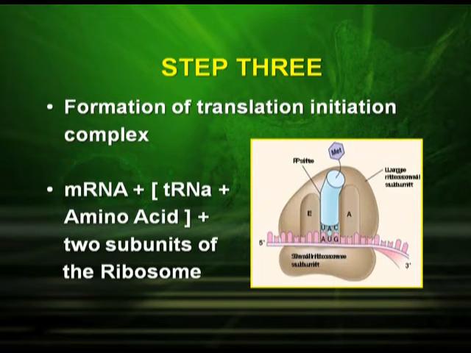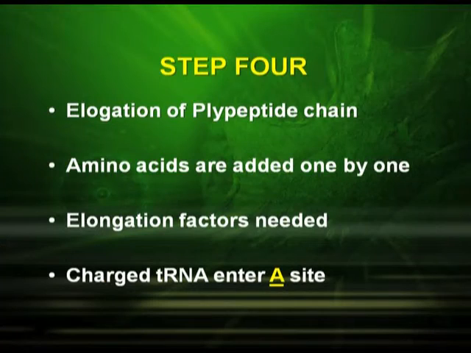In step 3, there is a formation of translation initiation complex, that is the mRNA plus tRNA plus amino acid plus the 2 subunits of the ribosome. That forms the translation initiation complex. As you can clearly see in the picture, the small subunit and the large subunit of the ribosome with the mRNA and the initiating codon AUG, with the tRNA having the anticodon UAC and the initiating amino acid, that is methionine.